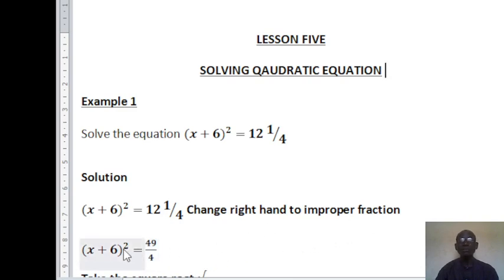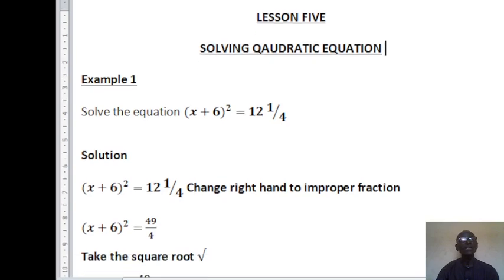You can see, as it is here, we have the equation as open bracket x plus 6, bracket close, raised to the power of 2, equals 49 all over 4. I hope you are following.